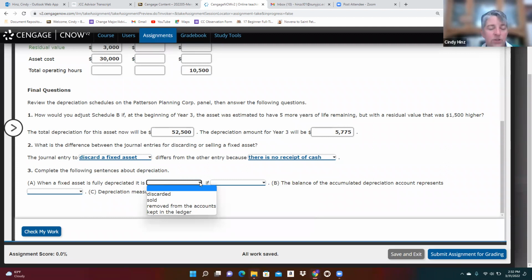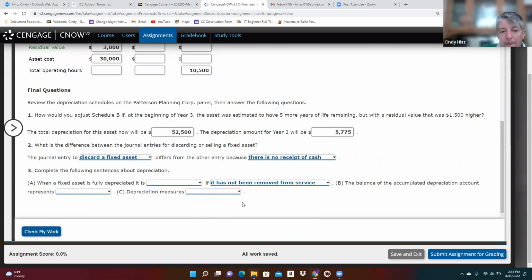So just to define fully depreciated, what that means is we have depreciated 100% of the original or historical cost. So if the asset cost us $10,000 up front, we have recorded $10,000 worth of depreciation. And that means that it has a book value of 0. It could be discarded, but we could keep using it. It could be sold, but we could keep using it. We would not remove it from the accounts as long as we still have that asset. It should still be in our accounts, and it would be kept in the ledger if we were still using it.